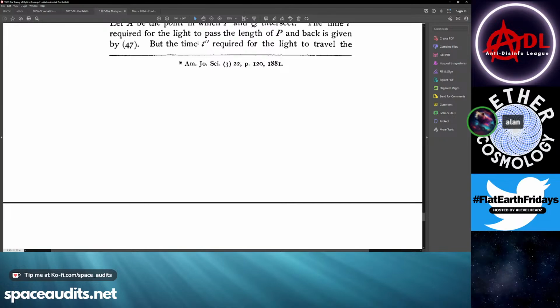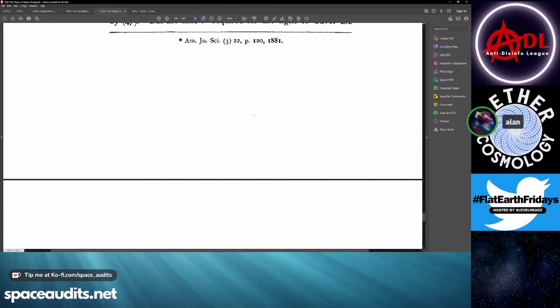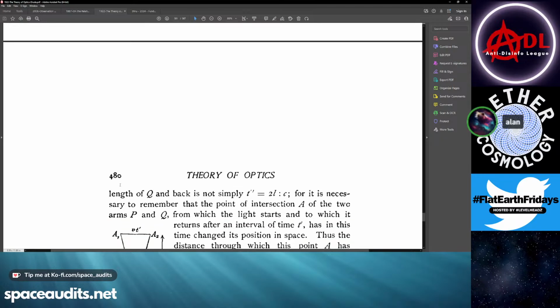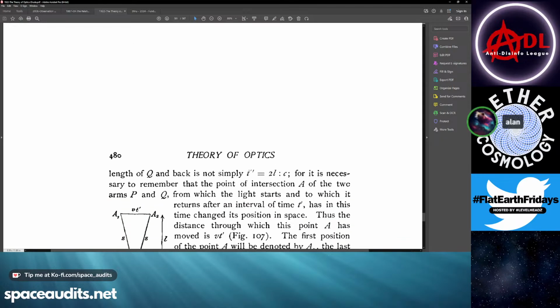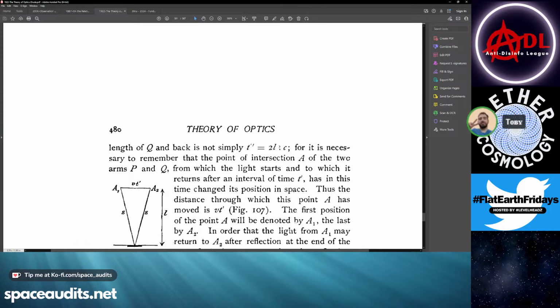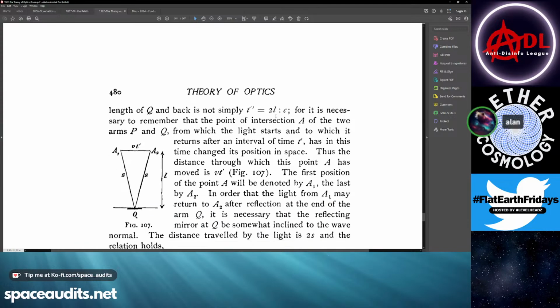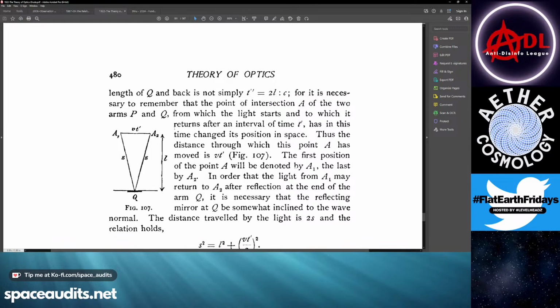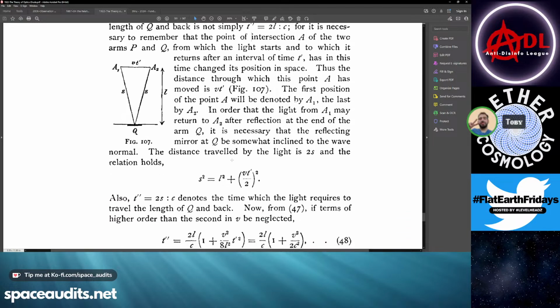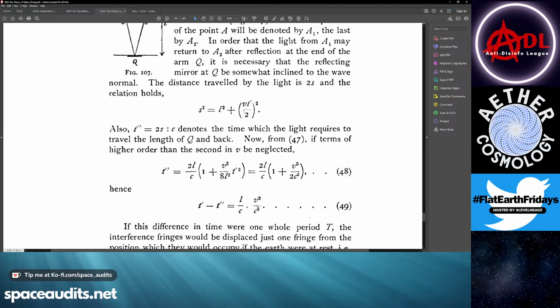Yeah, but the time T prime required for the light to travel the length of Q and back is not simply T prime equals 2L over C. Okay, so yeah, it is ratioing it then. You were right. That's definitely what he's doing there, yeah. Because that's even what's in that equation, T prime is 2L over C, right? Yeah.